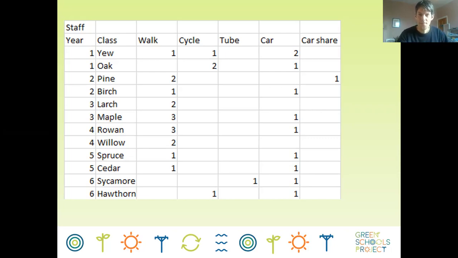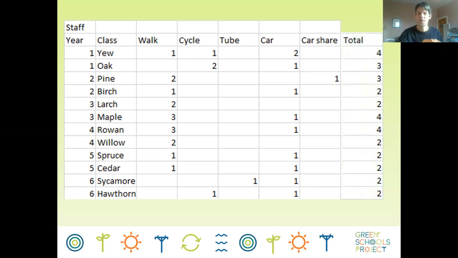So going through that now, you should have on the right-hand side a total with all of those numbers in it. So there was between 2 staff in some of the classes up to 4 staff in some of the other classes. At the bottom, you should have the total for each method of transport. And then finally, where do we put the total of all of them is in the bottom right-hand corner. Okay, so there were 32 staff in this survey that were in each of the classes.